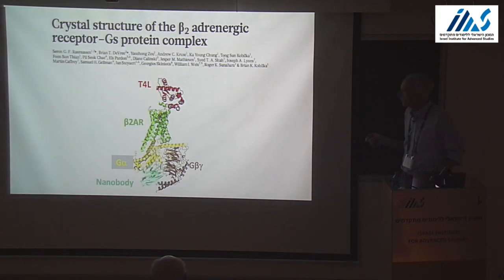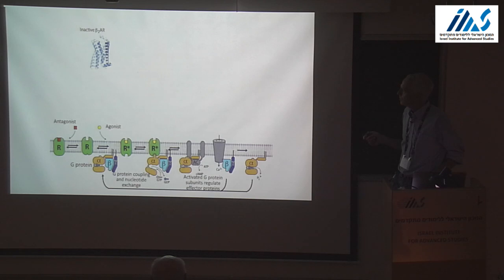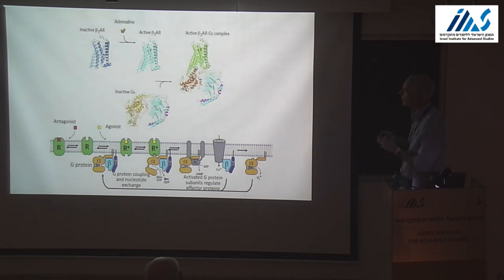So at this point, we had an inactive state. We had an active state, which still crystallized like an inactive state. And then finally, and this is actually quite recent, we had the inactive state of GDP-bound Gs and the beta-2-Gs structure. So we had many of the components that are represented in this cycle. But this was just one GPCR.